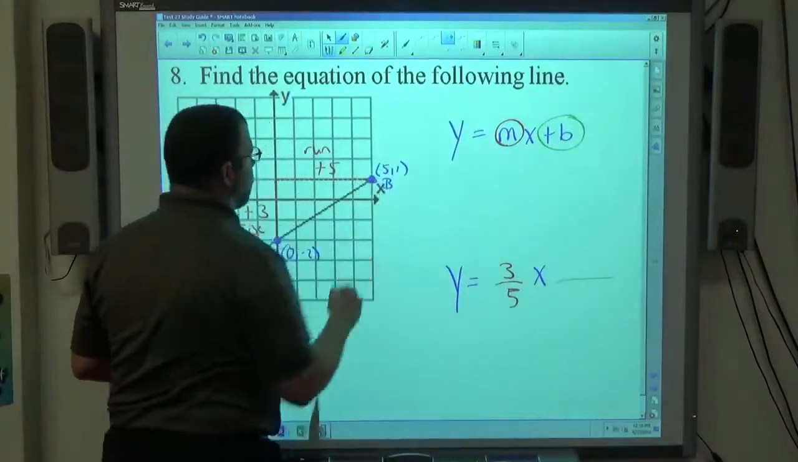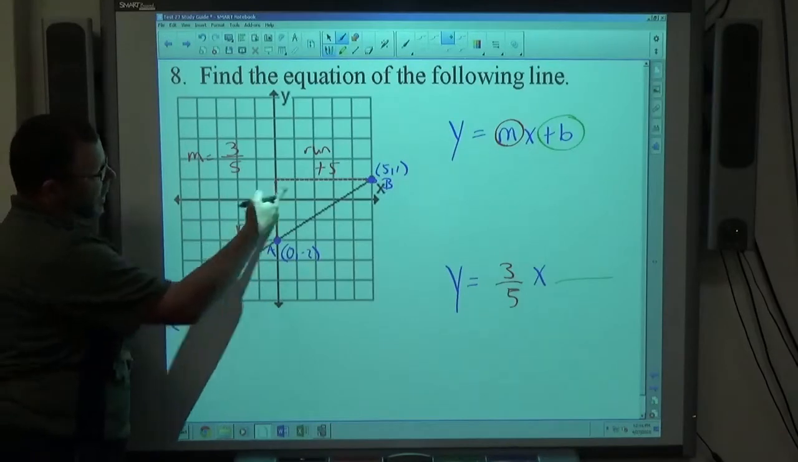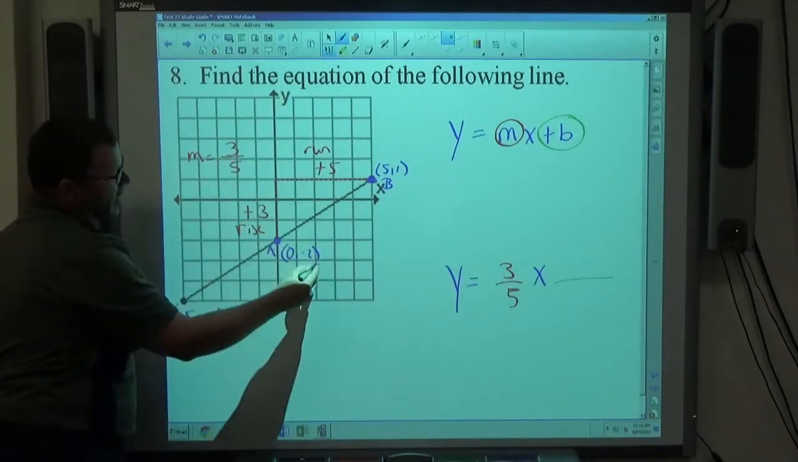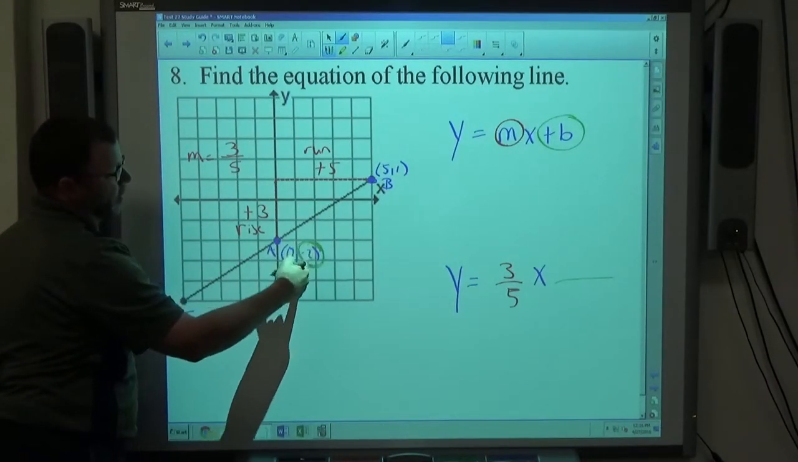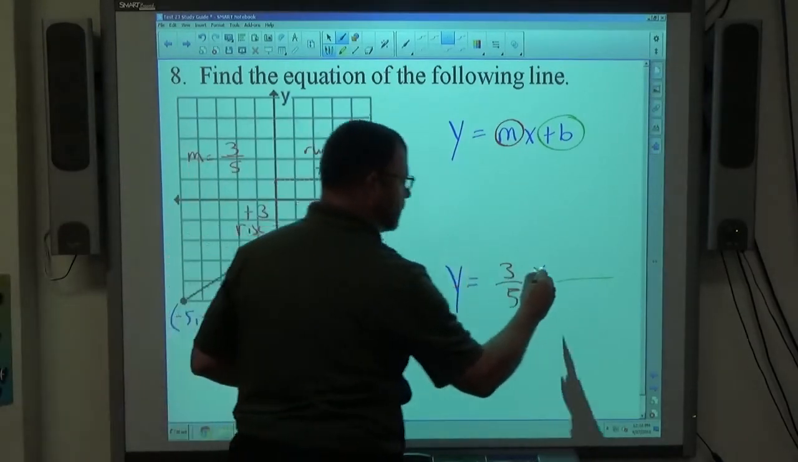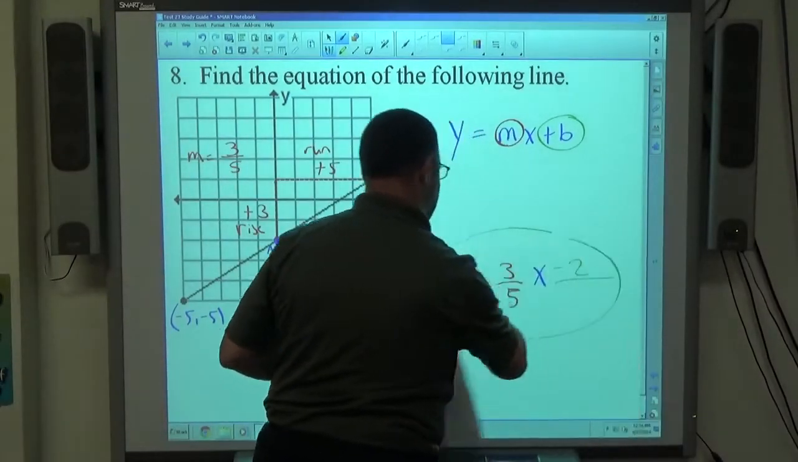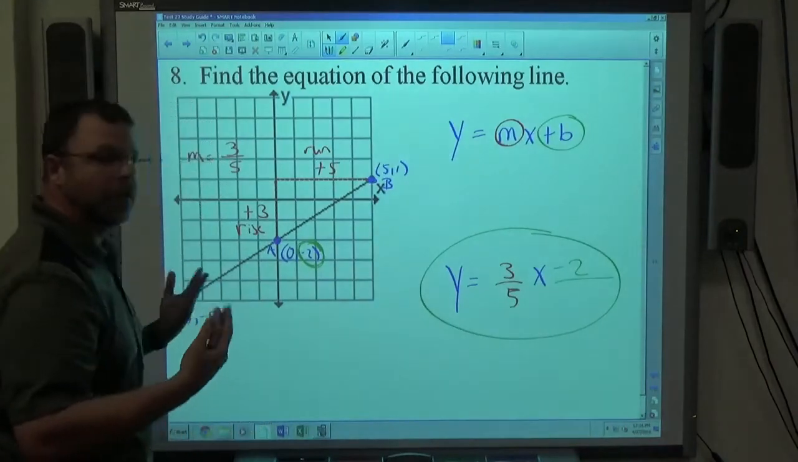The second thing I need is the y-intercept. The y-intercept is simply where the line itself crosses the y-axis, and it's the y-coordinate of that point. So -2 is what b is. The end. That's all finding the equation of a line is going to be for right now.